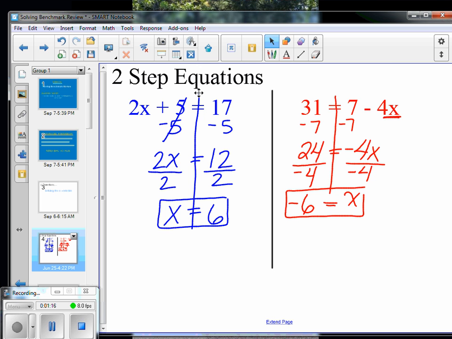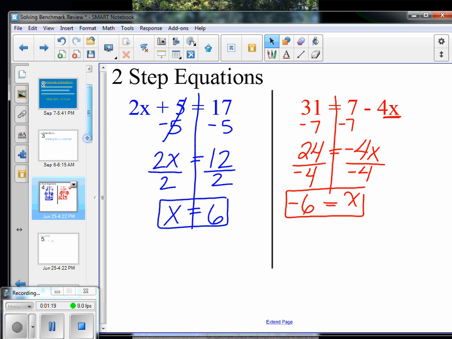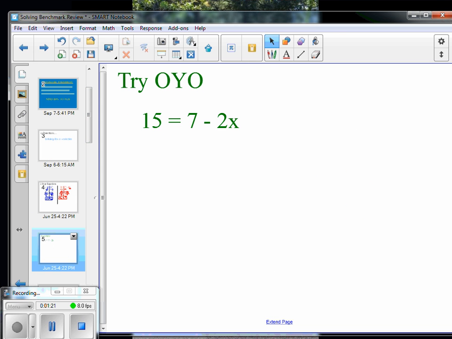All right, so now it's your turn to try one on your own. So go ahead and try this one on your own. It'll pop up on your screen to enter in your answer.